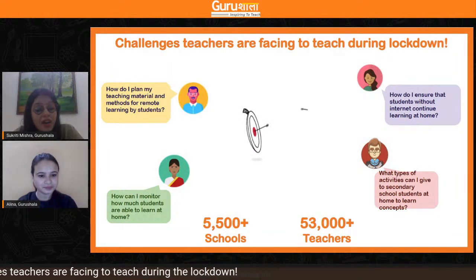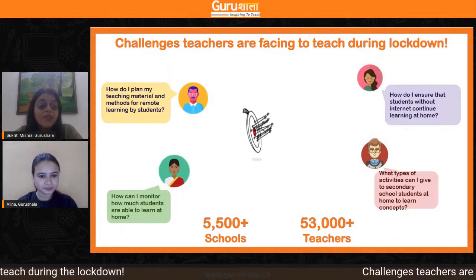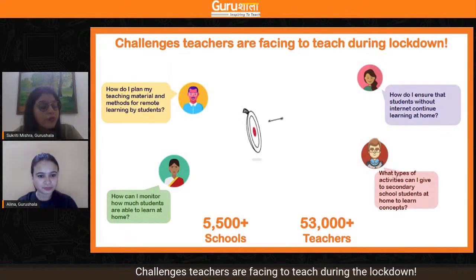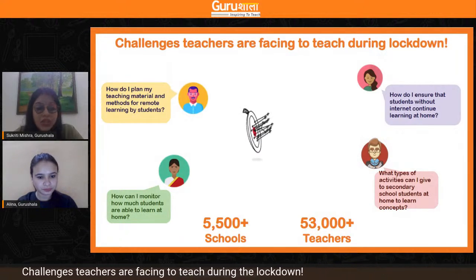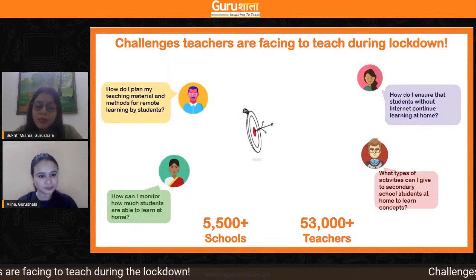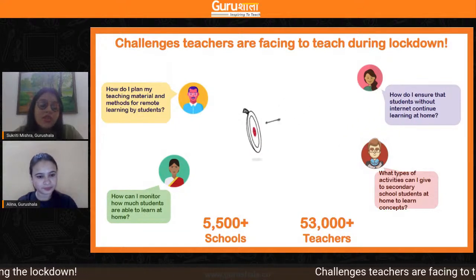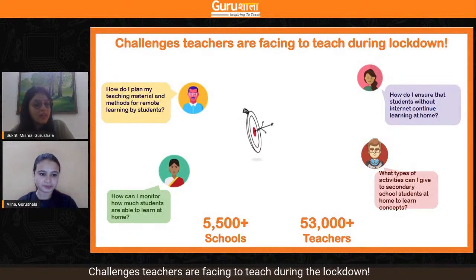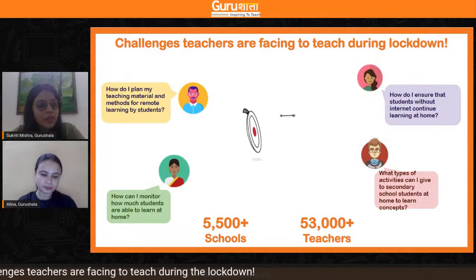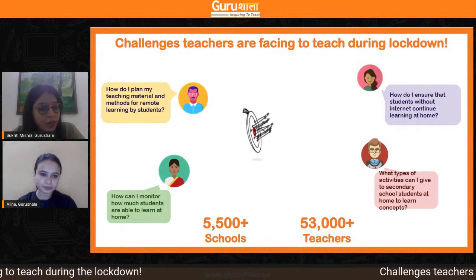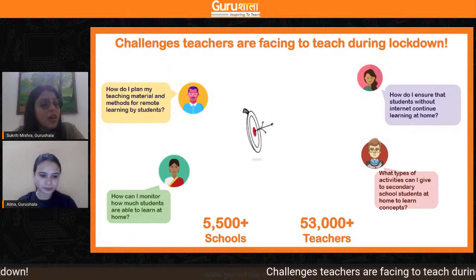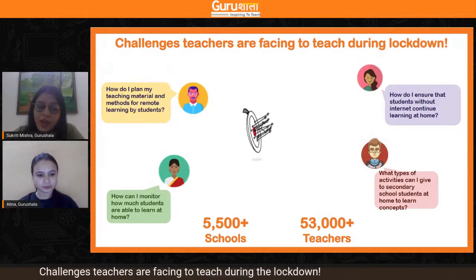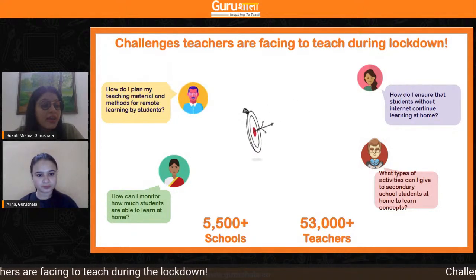Finally, teachers have asked what types of activities they can give to secondary school students at home to learn concepts, because the majority of the time students now spend is at home. Teachers are looking for new activities and new kinds of projects that can be performed at home. In schools, there is usually a lot of teaching material and a lot of tools available for learning, but at a student's home, the environment is that of a home and not of a school. So it becomes difficult to think of what kind of activities can be provided so that students learn effectively.